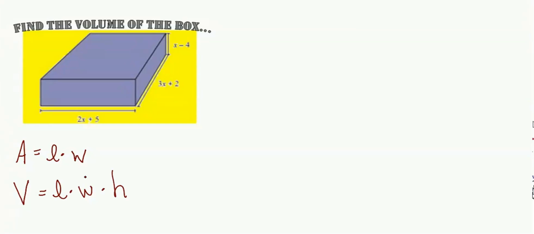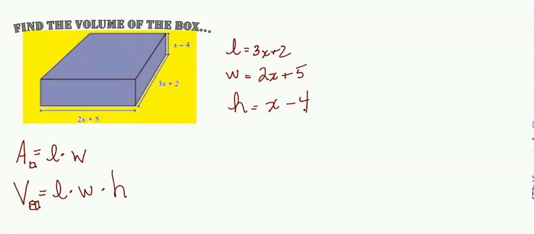So that's kind of neat. I mean, it's good to know area of a square, volume of a cube or rectangular object. Okay, so here we go. So we have length as 3x plus 2. We have width 2x plus 5. And we have the height x minus 4. Simple. And so what do we do for volume?